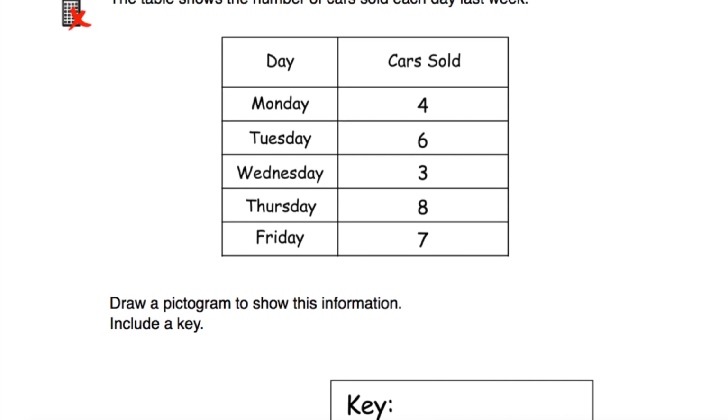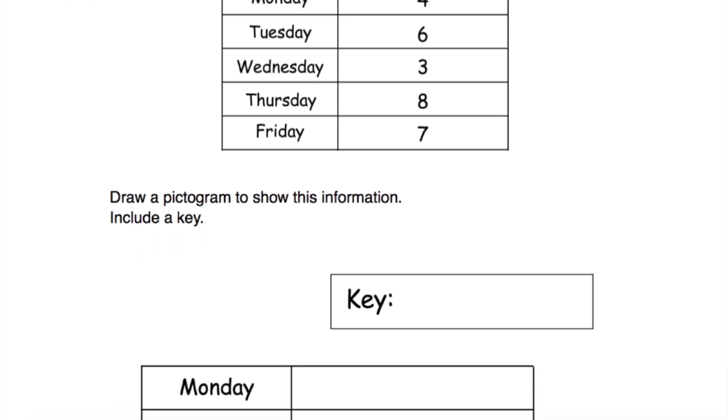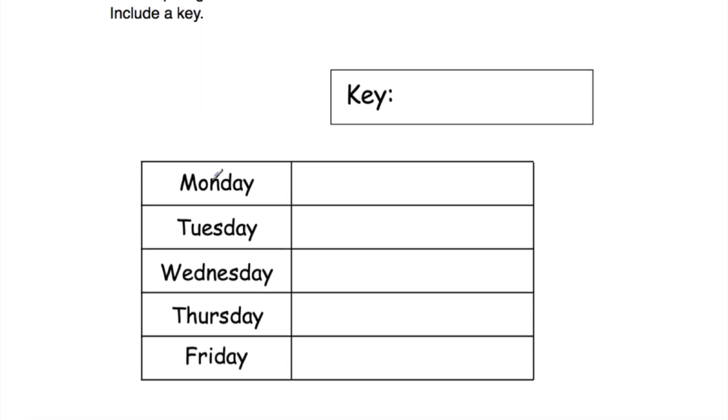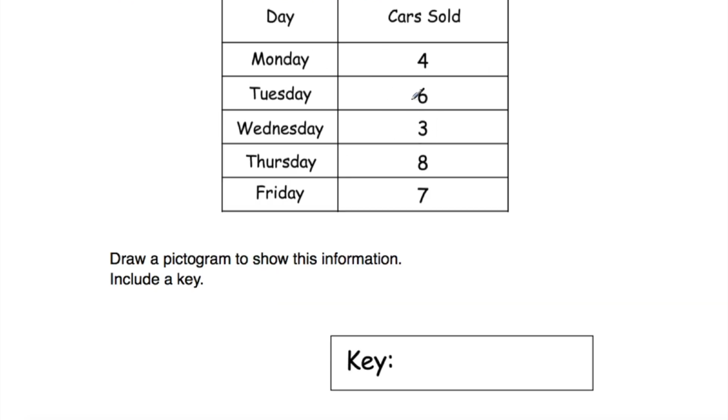The question says to draw a pictogram to show this information and to include a key. So we've got the days, Monday to Friday, and the key. Let's have a look at the numbers of cars sold: 4, 6, 3, 8, and 7. In terms of my key, I'm going to let a circle represent 2 cars. So there's my key: circle represents 2 cars.